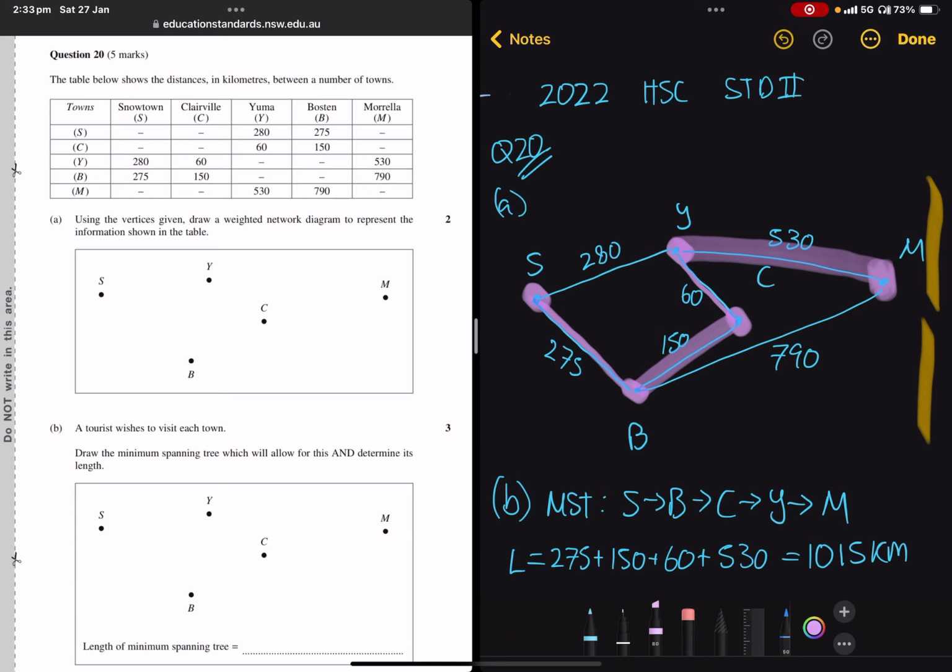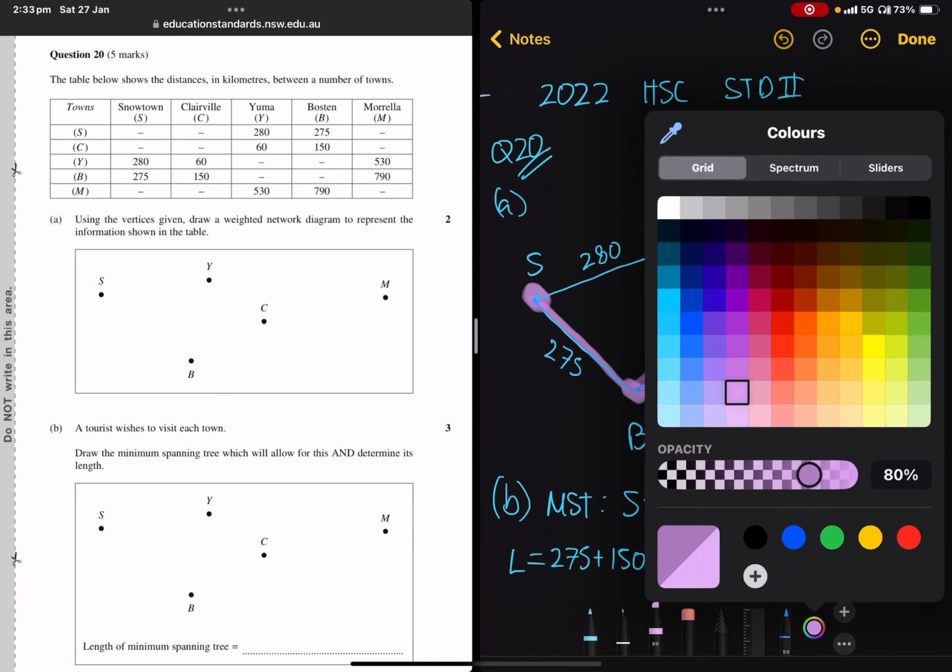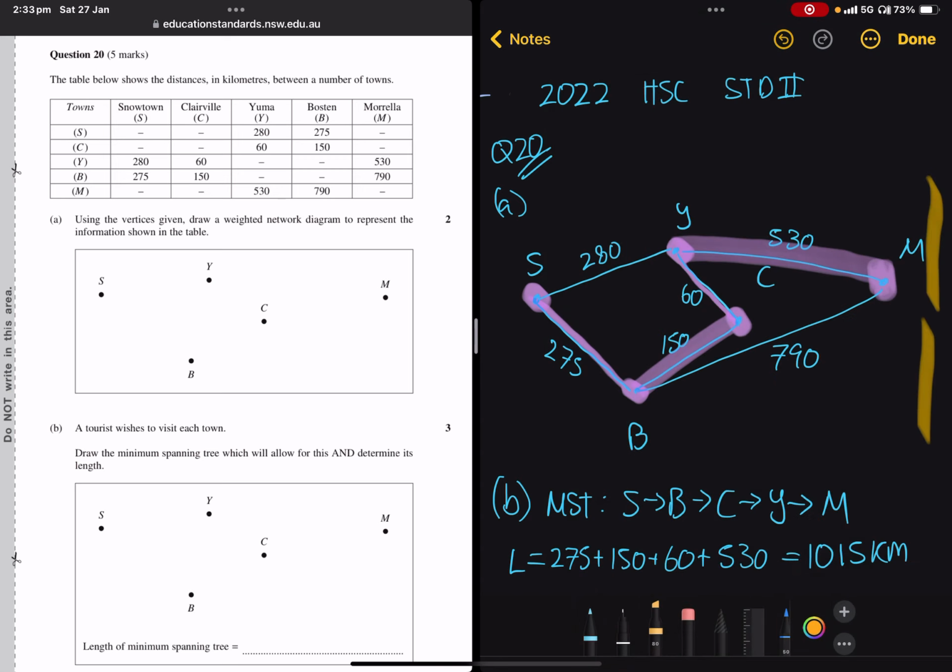So the marking here is reasonably generous for these types of questions. You get 1 mark for drawing a spanning tree. Some kind of tree that spans the graph will get you 1 mark. To get a second mark, you have to have a minimum spanning tree. So you have to have a spanning tree, it has to be a minimum, and then to get the third mark, you have to have the length of the minimum spanning tree, and that length must be correct.